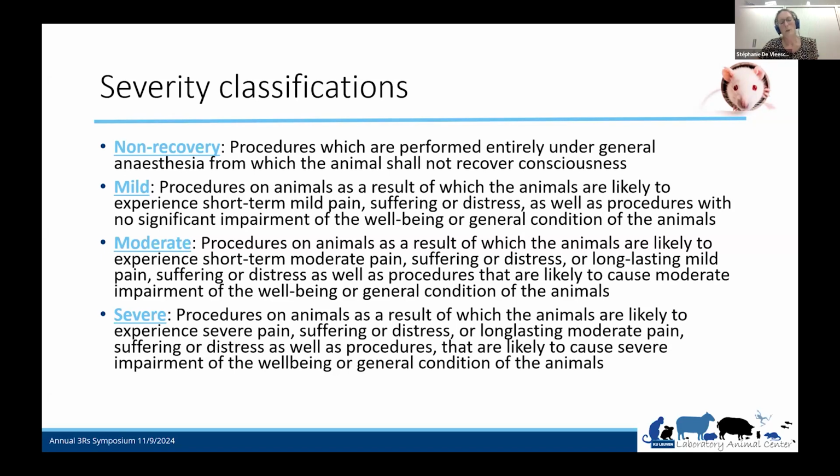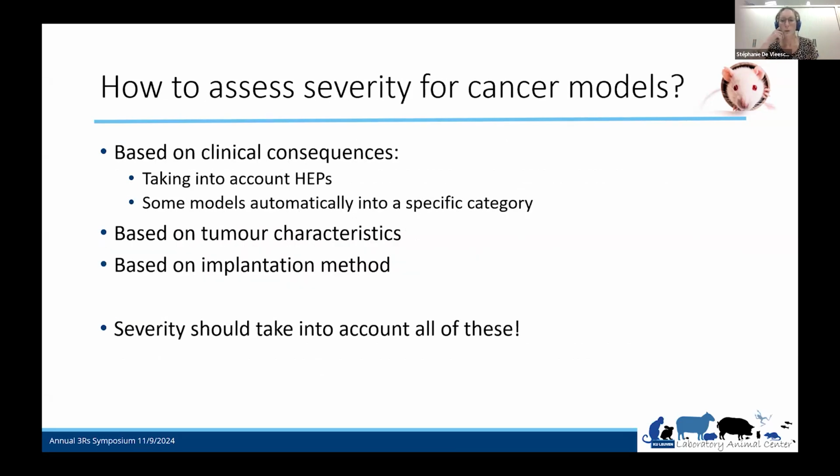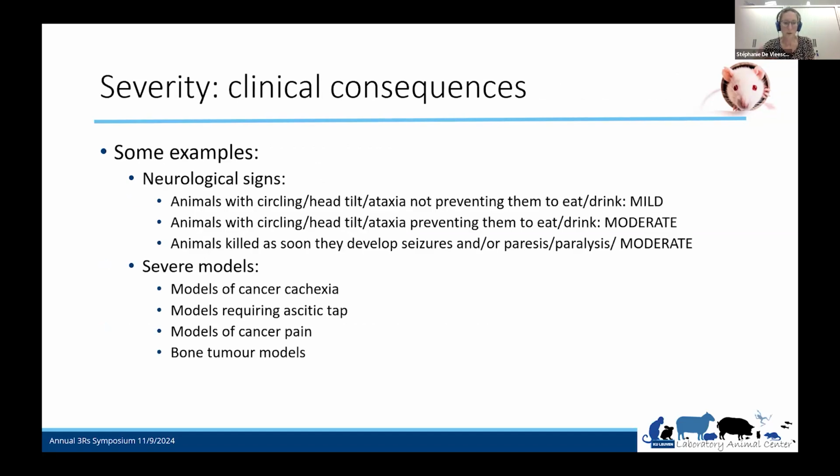When you look at these definitions, it's quite difficult to know how to classify the severity of a certain procedure or a certain model. That's why we also wanted to give some guidance on that topic. So we think that severity should be based on clinical consequences, on the tumor characteristics, and on the implantation methods, on all three. And the clinical consequences should take into account the humane endpoints, and some models automatically fall into a specific category. I'm going to give you some examples.